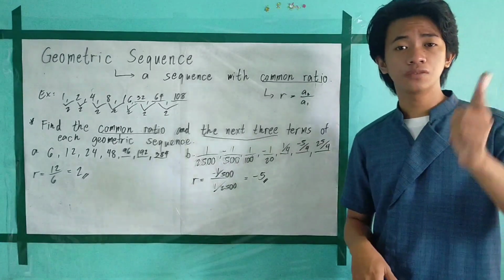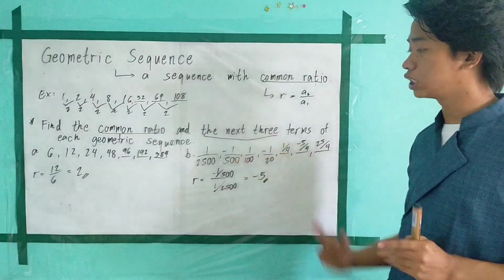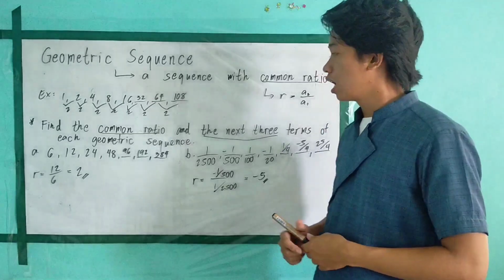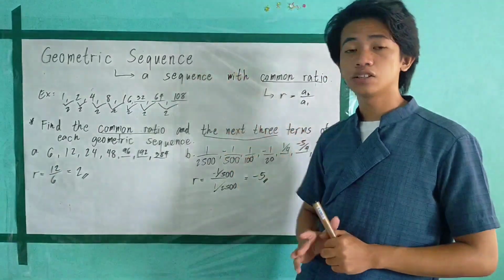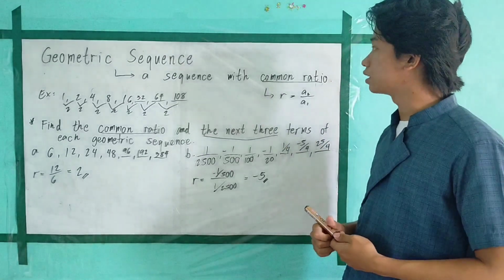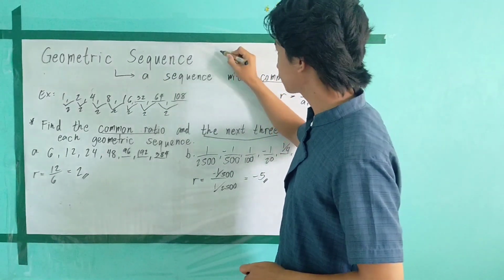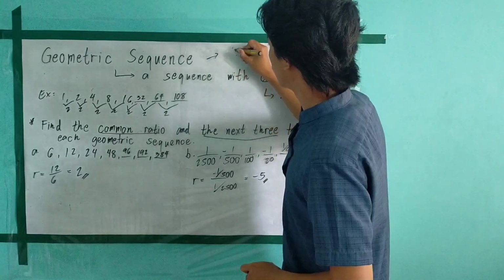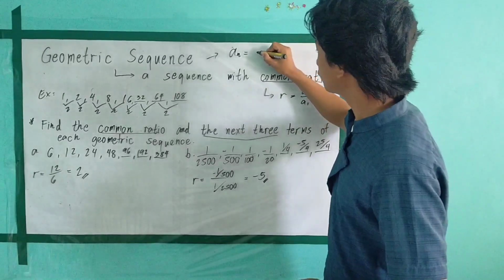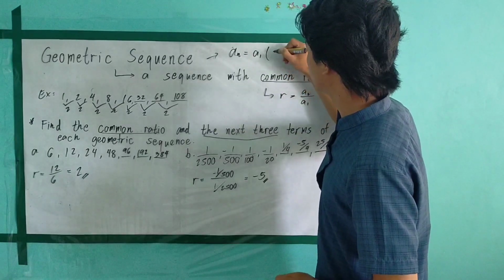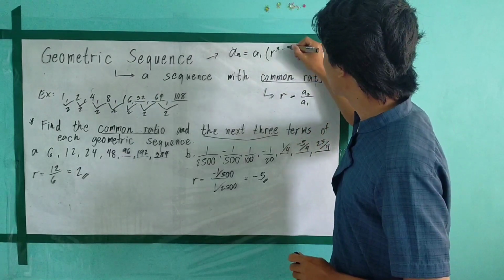Now, what if your teacher asks you what is the 10th term of the given sequence? If in arithmetic sequence we have a formula, here in geometric sequence we also have one. So our formula for geometric sequence is a sub n is equal to a sub 1 multiplied by the common ratio raised to n minus 1.